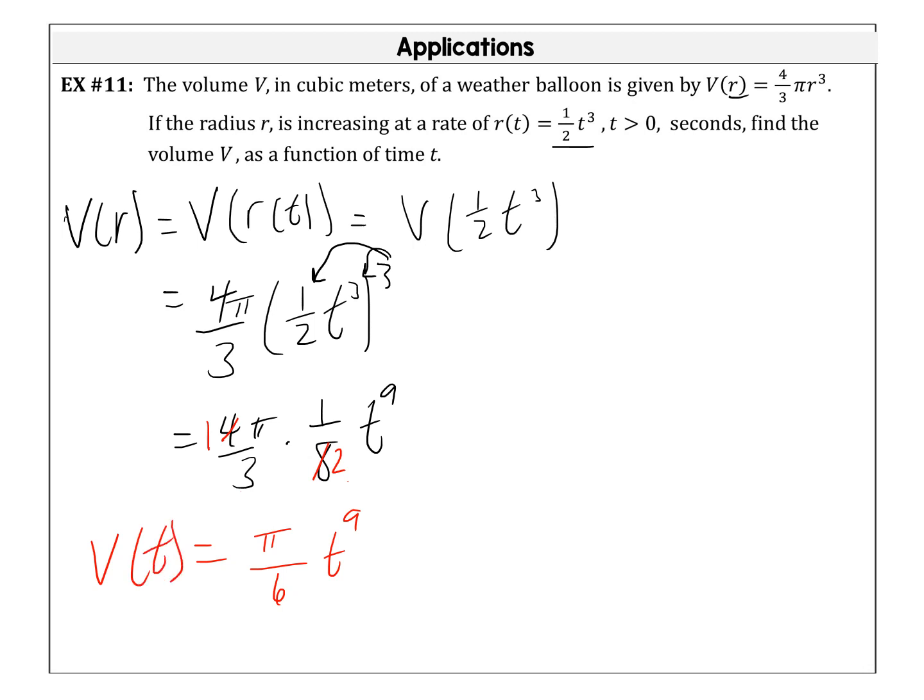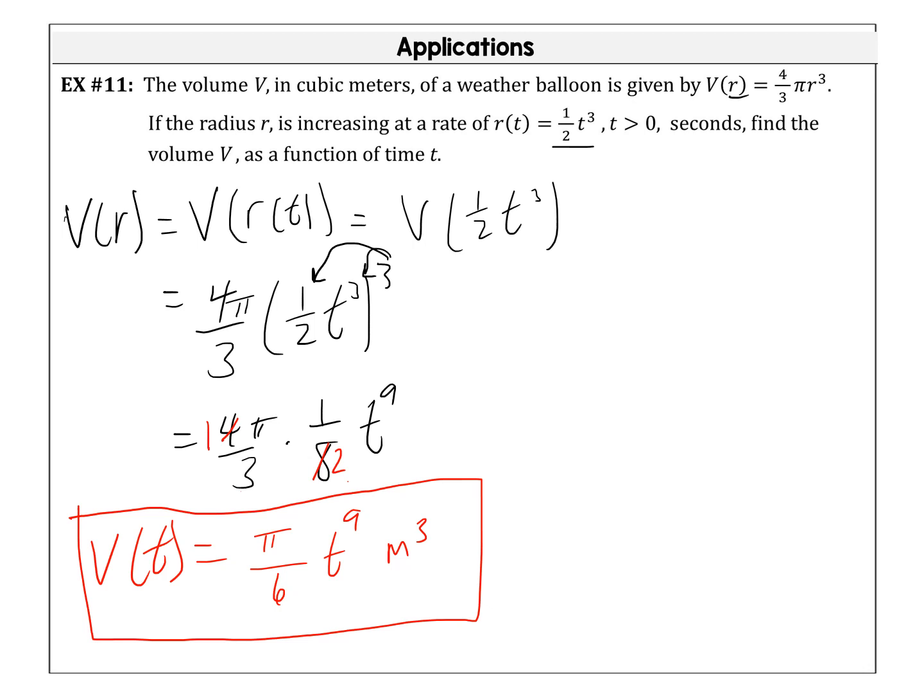So V of t equals pi over 6 t to the 9th, and this is our volume in meters, so cubic meters. And that's the formula I would use. So if I'm going to say, okay, what's the volume at 3 seconds? Well, I'm going to plug in 3. What's the volume at 10 seconds? Now I'm going to plug in 10. But it's now in terms of volume instead of in terms of the radius. Okay, so that's using composition.